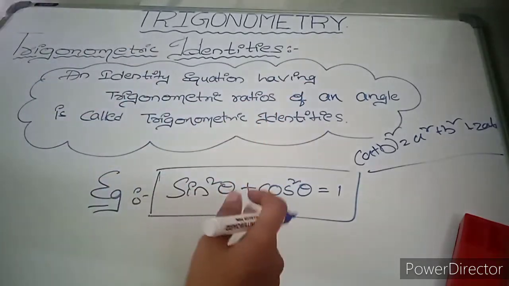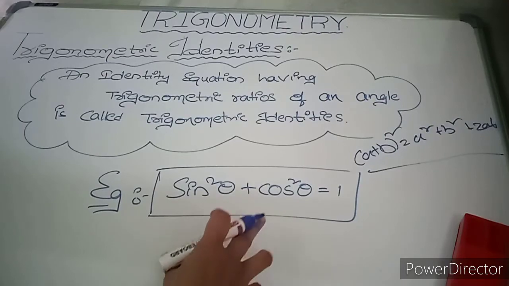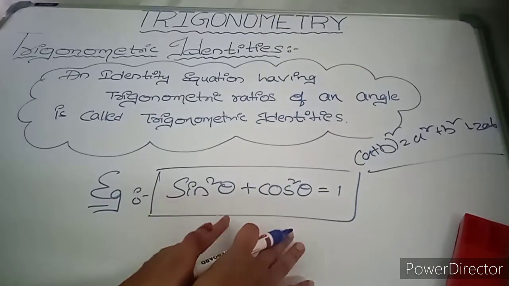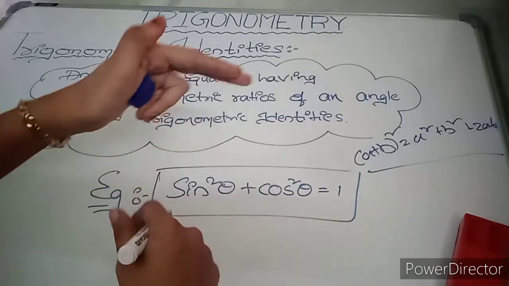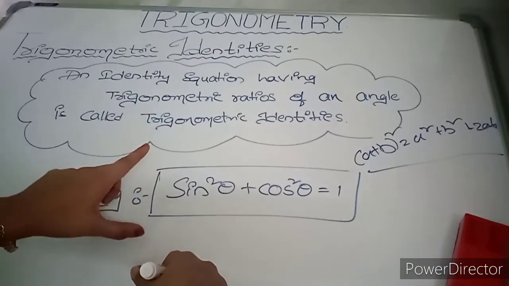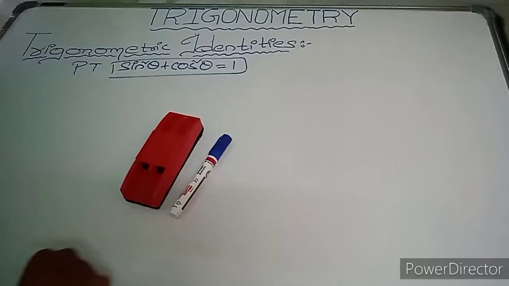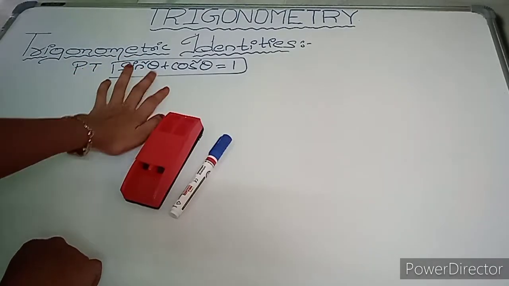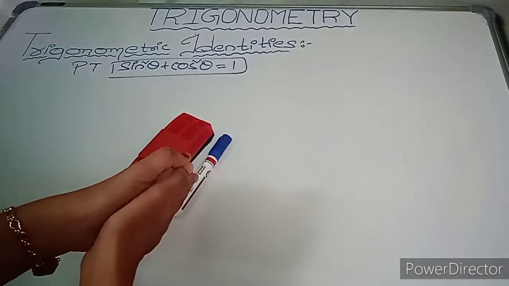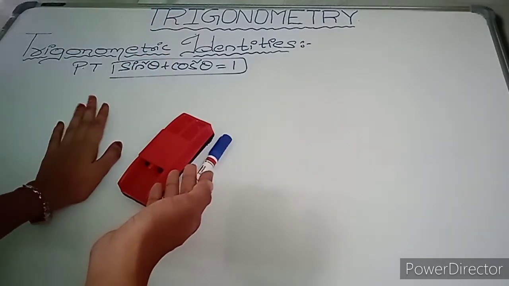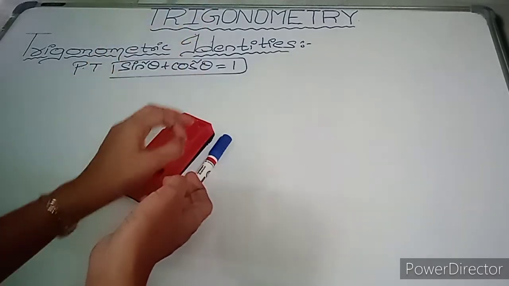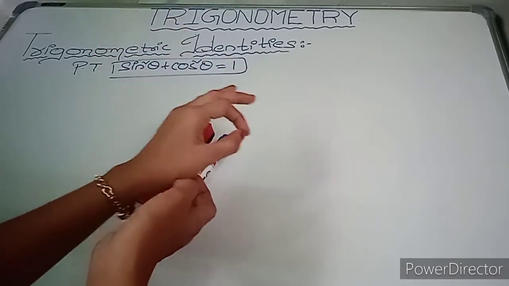So, in this class, we are going to derive a trigonometric identity. First, we are going to prove that sine square theta plus cos square theta is equal to 1. We will derive this, and the remaining identities will be based on this. Now let's start our class. Sine square theta plus cos square theta is equal to 1. To derive this trigonometric identity, first we need to draw a right angle triangle diagram.